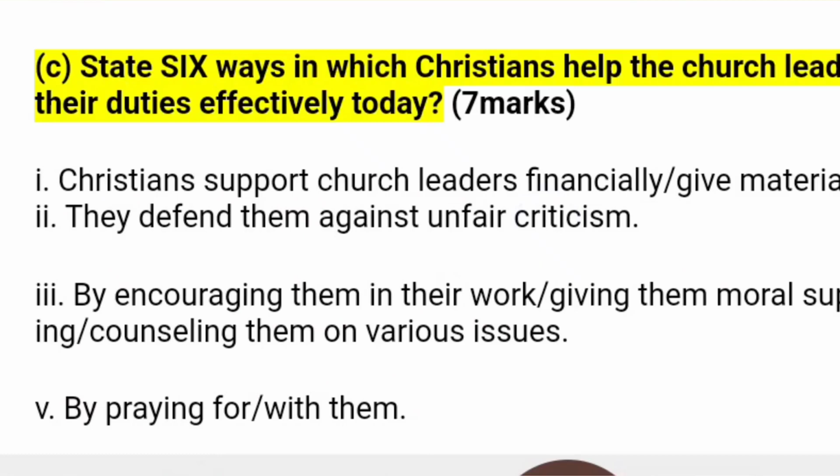C. State 6 ways in which Christians help the church leaders to perform their duties effectively today.